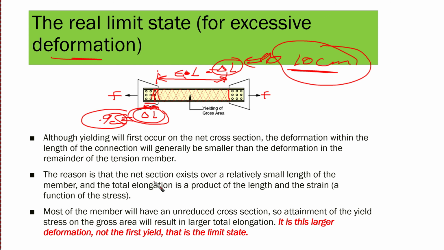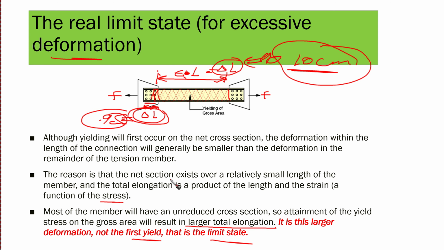The reason is that the net section exists over a relatively small length of the member, and the total elongation is a product of the length and the strain, right? A function of the stress, as I explained. Most of the member will have an unreduced cross-section. So attainment of the yield stress on the gross area will result in larger total elongation, as I said here, because most of the member will have an unreduced cross-section, meaning gross section. Okay, so it is this larger deformation, not the first yield, that is the limit state.